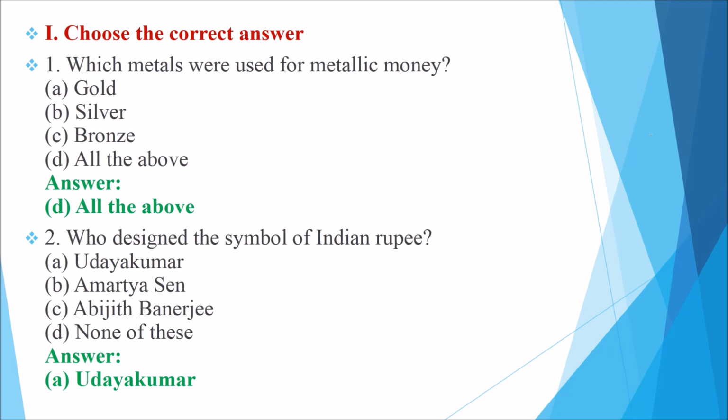Question number 1. Which metals were used for metallic money? Option A, gold. Option B, silver. Option C, bronze. Option D, all the above. So the correct answer is option D, all the above. Question number 2. Who designed the symbol of Indian rupee? Option A, Uday Kumar. Option B, Amartya Sen. Option C, Abhijit Banerjee. Option D, none of these. So the correct answer is option A, Uday Kumar.